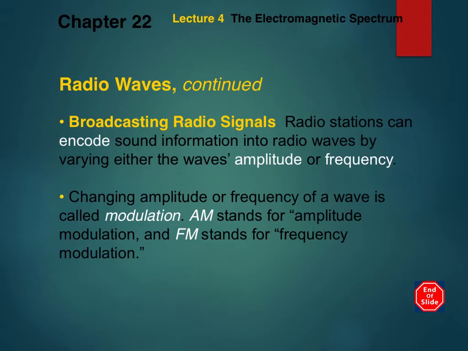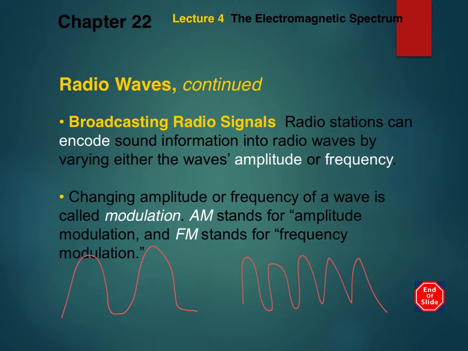So there are two things that we do to encode information in these radio waves. We can either vary and change the amplitude, so the height of the wave, or its frequency. If we change either the amplitude or frequency, we can encode information. This is called modulation. So AM, as in AM radio, stands for amplitude modulation. That's changing the height of the wave. And FM stands for frequency modulation. So that is changing the number of waves in that stretch of wave.